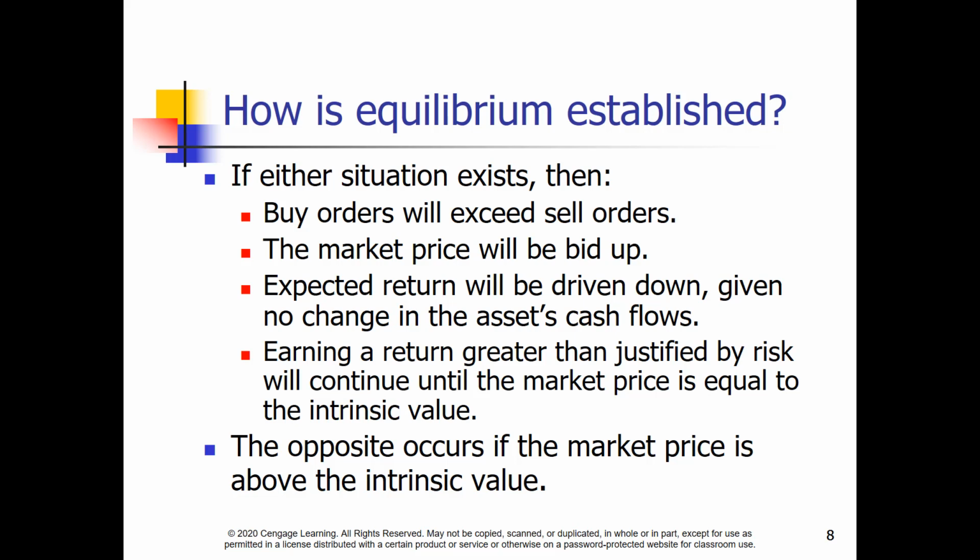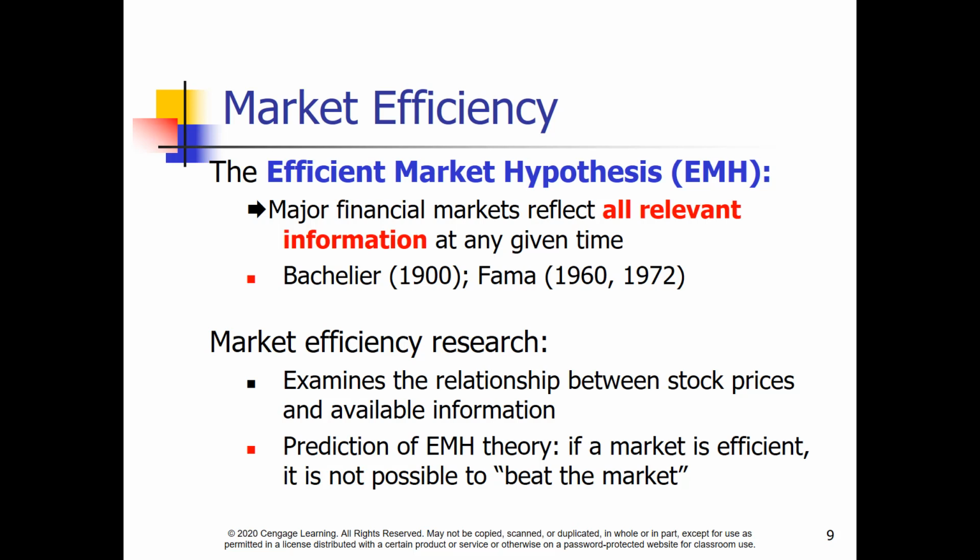Financial markets in the U.S. are highly informationally efficient. That means relevant information concerning the value of an asset is reflected very quickly in the stock price. If you and I hear about it, it's already history. This is the basis of the efficient market hypothesis developed by Bachelier in 1900 and expanded and further defined by Eugene Fama in 1960 and 1972.